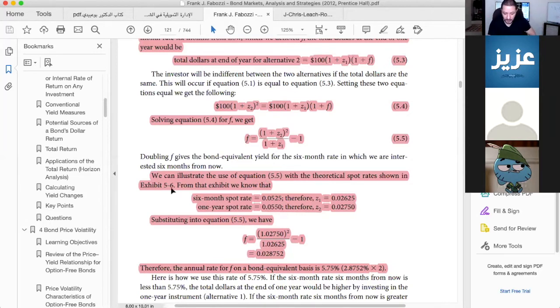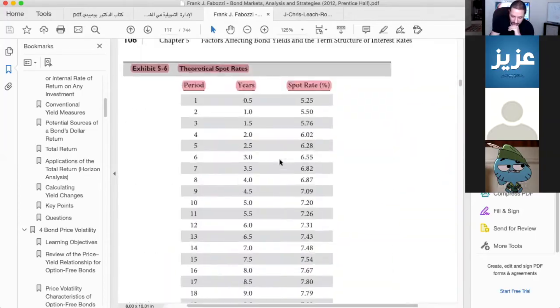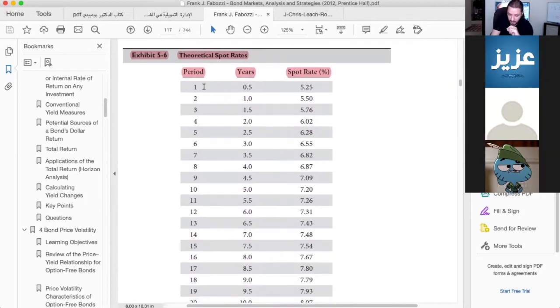So let's go back to exhibit 5.6. So this is 5.6, the theoretical spot rates. This is the one observed at T0, all right? At T0, if we are interested in investing our money for 6 months, we will use the 5.25%. Now, if we are interested in investing our money at T0 for 1 year, which is the alternative one, we should consider the 5.5% interest rate, or spot rate.